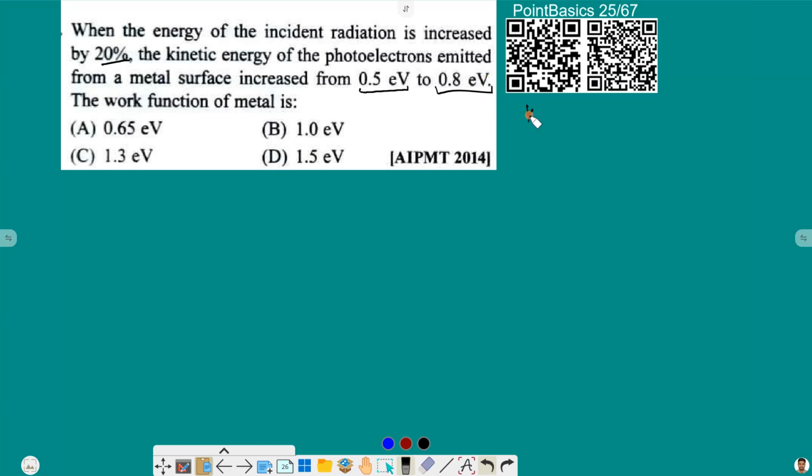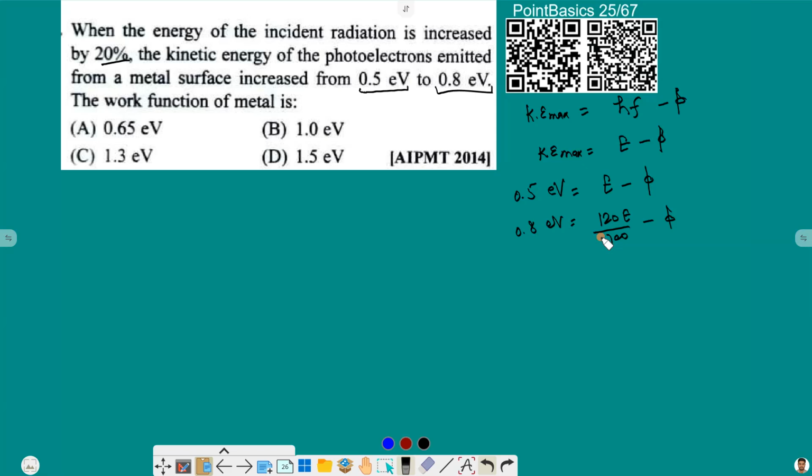So again we can use that KE max is equal to h times frequency minus phi. Now this can be written as KE max is equal to energy of the photon minus phi, because here it is mentioned that energy is increased by 20%. So initially we have 0.5 electron volt is equal to energy E minus phi, where phi is the work function. And after that we increase the energy by 20%, so this becomes 120 E by 100 minus phi.